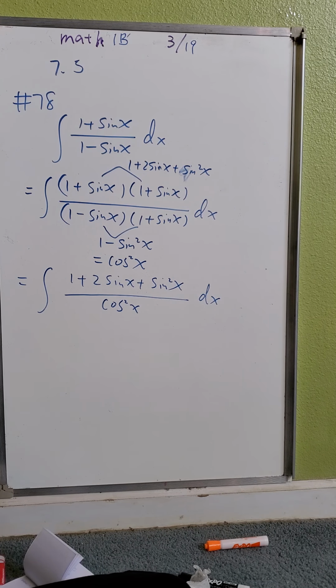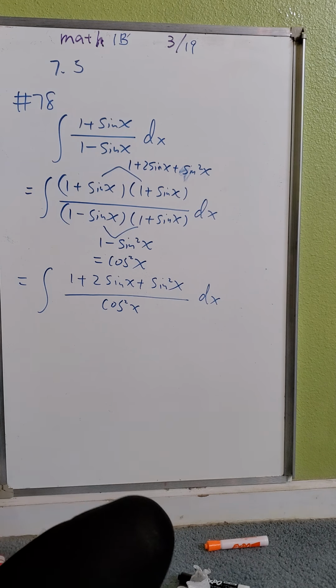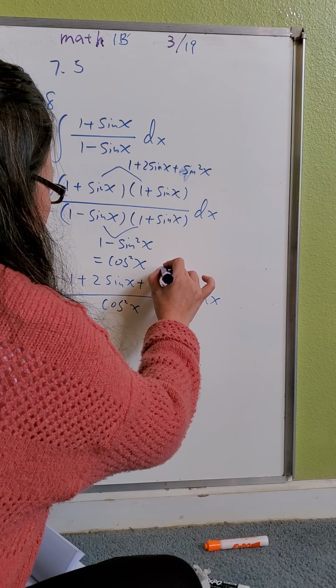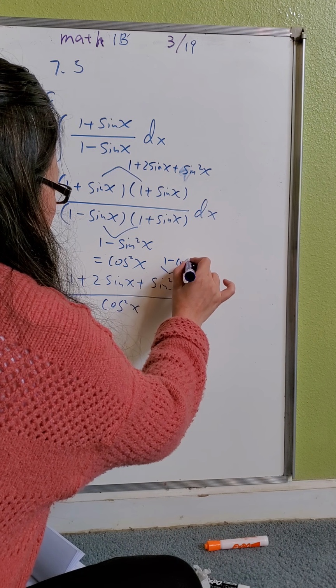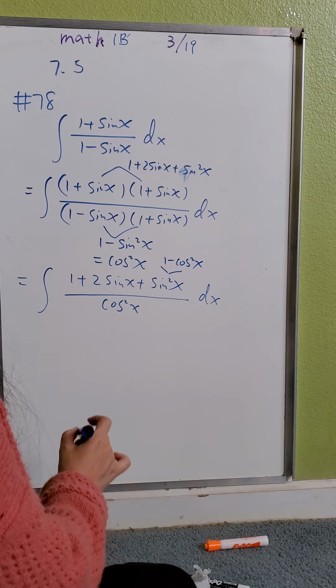Now I'm going to break it into 3 portions. I'm going to break this one into 1 minus the cosine squared x first. And then 1 and 1 become 2. So 2 plus 2 sine x minus the cosine squared x over cosine squared x dx. Then after that, I'm going to break it again into 3 portions.